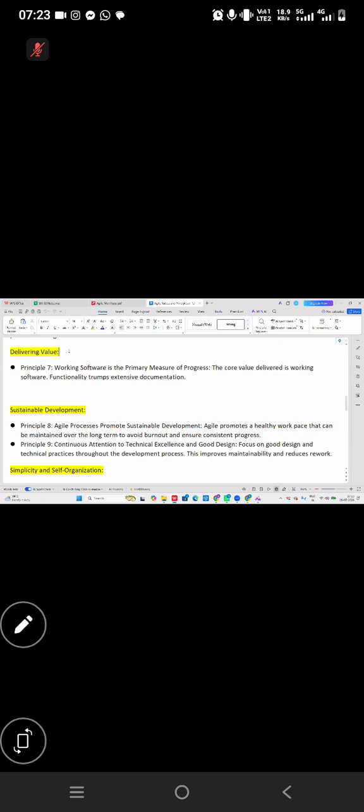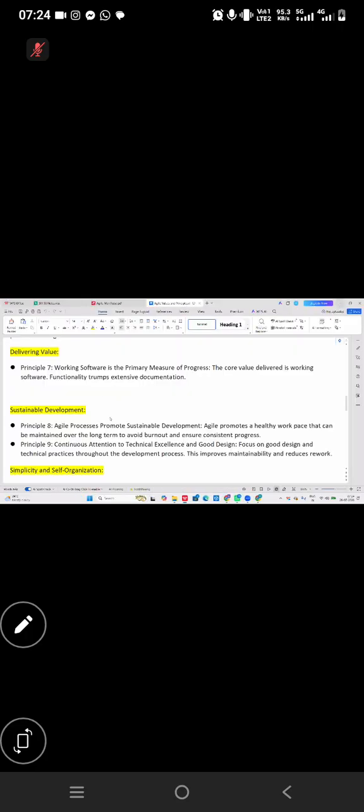But that is not the right answer. Principle 7 is the top priority. What are the expectations at the end of each sprint? At the end of each sprint, everybody looks for the working software only. Nobody cares about your great collaboration or the work that you are doing. Delivering value means working software is the primary measure of progress. In Agile, the top priority is to talk about the working software only.